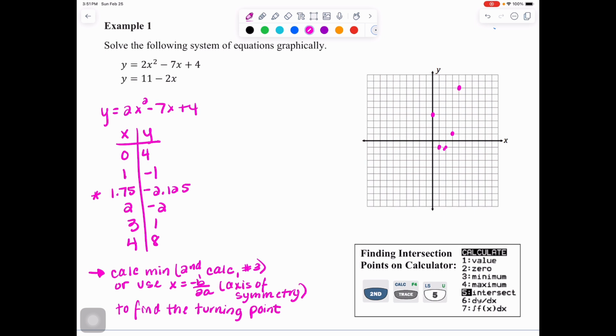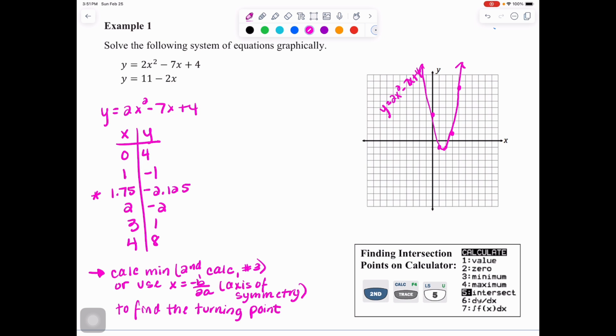Then we'll create our picture by doing our smooth curve and labeling that with our equation, y equals 2x squared minus 7x plus 4. So there's the graph of our quadratic.